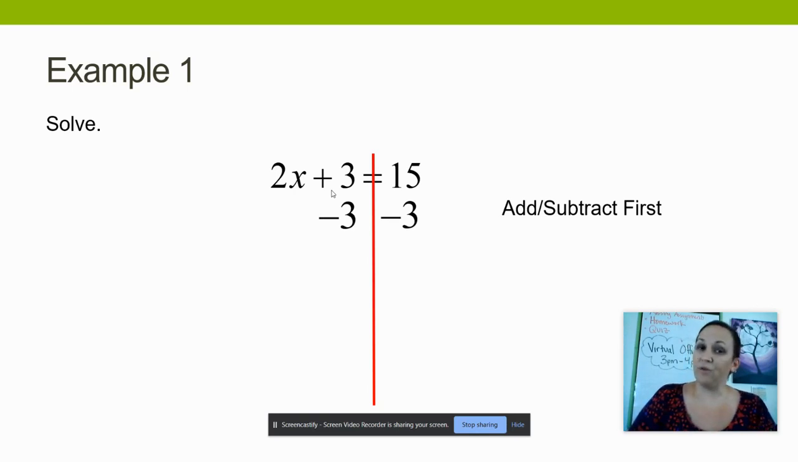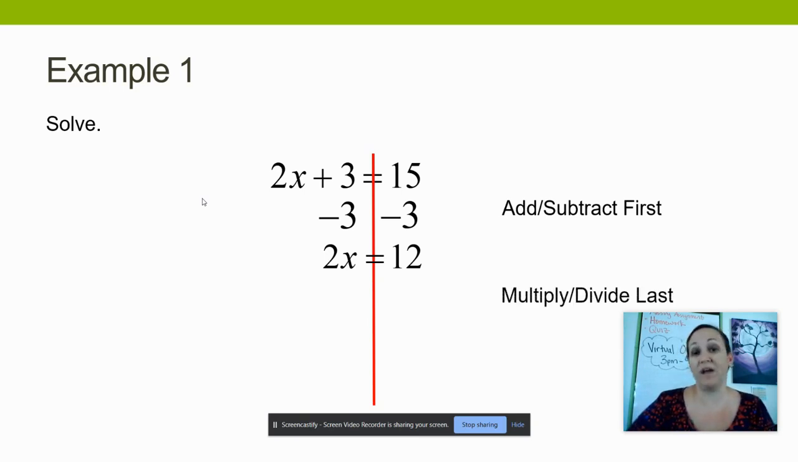On the left side, where the plus 3 was, those will cancel, leaving us with just the 2x. On the right side, I do need to figure out what 15 minus 3 is. When you get to the end of a problem, the very last step that you're going to always do is moving your multiplying and dividing. That always gets done last. So make sure that you're not doing things out of order.